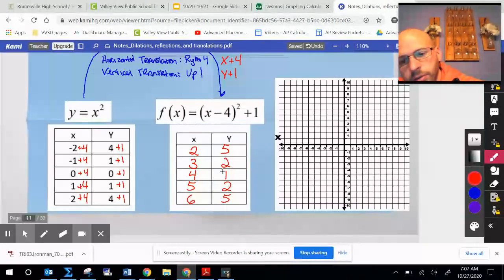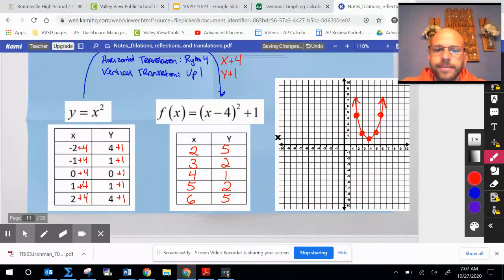So now I can plot those points: 2, 5, 3, 2, 4, 1, 5, 2, and 6, 5. Okay. And I get my new function.